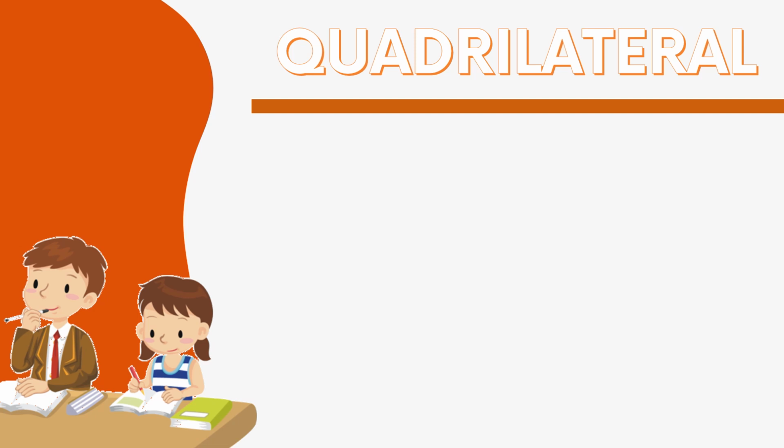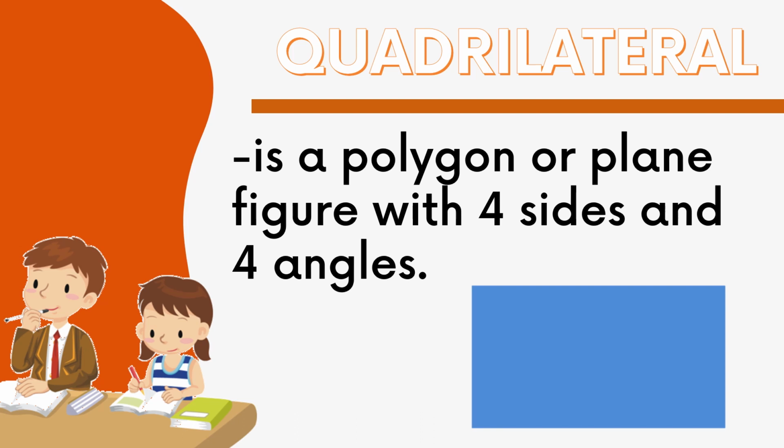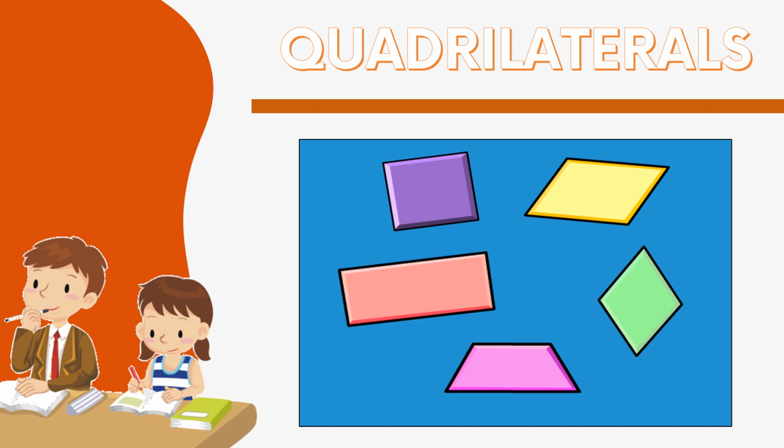A quadrilateral is another example of a polygon. Let us define what is a quadrilateral. It is a polygon or plane figure with four sides and four angles. Here is our example. Let us count if really it has four sides and four angles. 1, 2, 3, and 4. So this is an example of a quadrilateral because it has four sides and four angles. Here are more examples of quadrilaterals. They all have four sides and four angles.